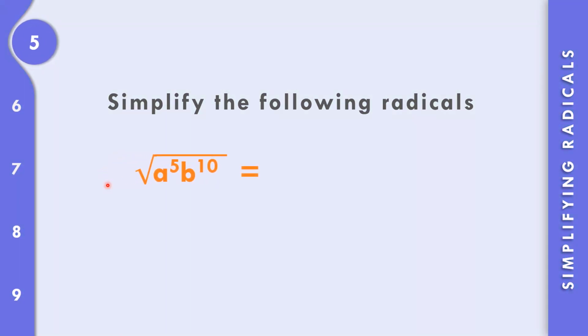How about number 5? That is not perfect. Square root of a to the 5th, b to the 10th power. First, we need to identify the index. So the index is 2. So how many 2s can be formed? So let us try. 2, 4. So that is the square root of a to the 4th, with one left over. How about the b? 2, 4, 6, 8, 10. So b to the 10th power, no remainder. So let us solve now.